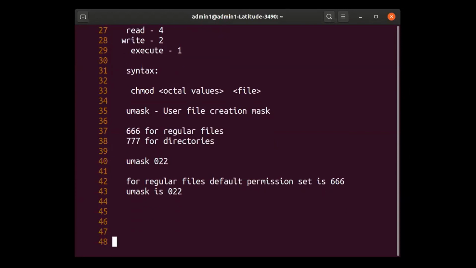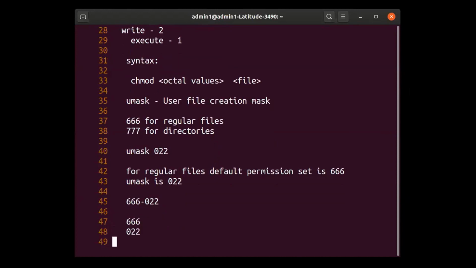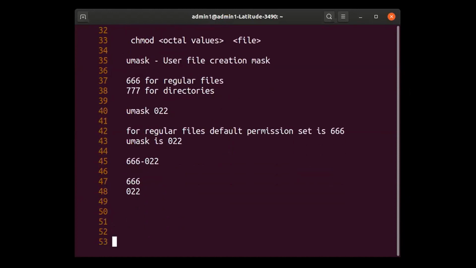Now what happens? 666 minus 022. Understand? I'll put it in a much better way: 666 minus 022. So this is how the subtraction is done. But don't subtract 666 minus 22. Don't do 666 minus 22. It is individual digits.